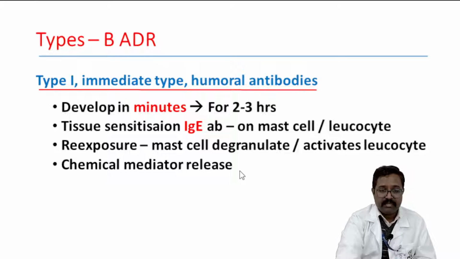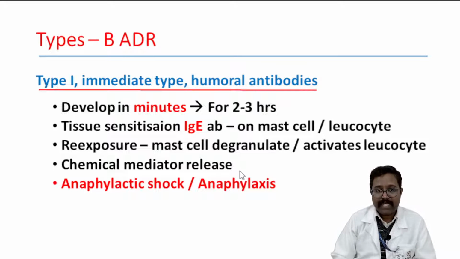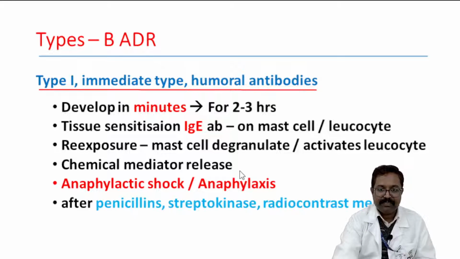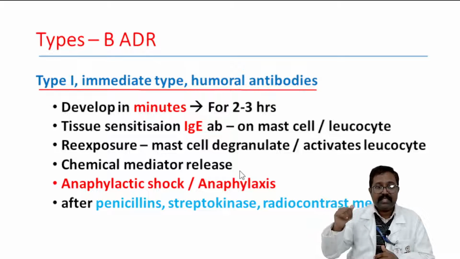There will be release of histamine, leukotrienes, SRSA, etc. An example for type 1 hypersensitivity reaction is anaphylactic reaction or anaphylaxis, which is an immediate type of reaction. This type of reaction can occur following the administration of penicillins, streptokinase, and radio contrast materials.